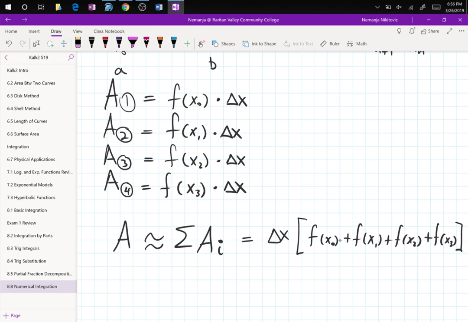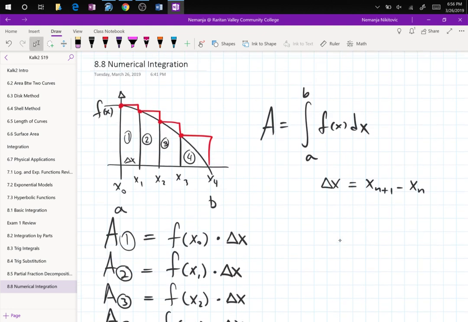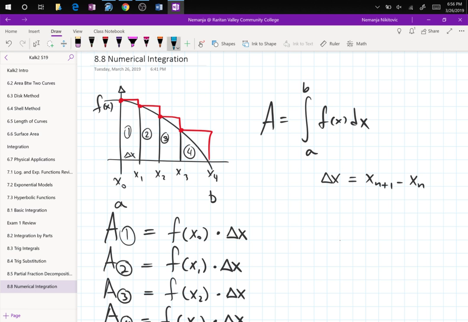You also have the right sums, so you can just draw the right sums going right from the right point. And in some cases, you make error above the line. In some cases, you make error below the line, depending on what you want, the right sum or left sum, or whatever. And this is what you learned in Calc 1.